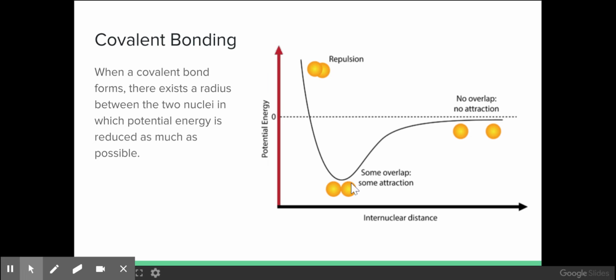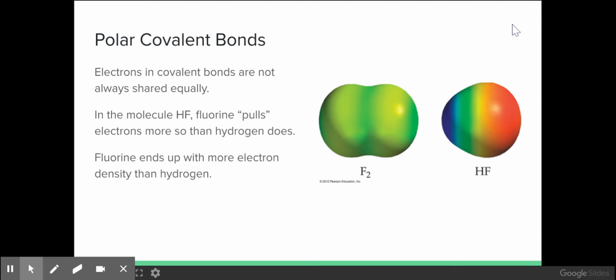There exists a certain distance between those atoms where the overlap of the orbitals does enough to lower the potential energy to make it energetically favorable for those atoms to be covalently bound. If they get too close, they're going to repel in terms of their nuclei, but if they're too far away, then there's no constructive overlap of those orbitals.